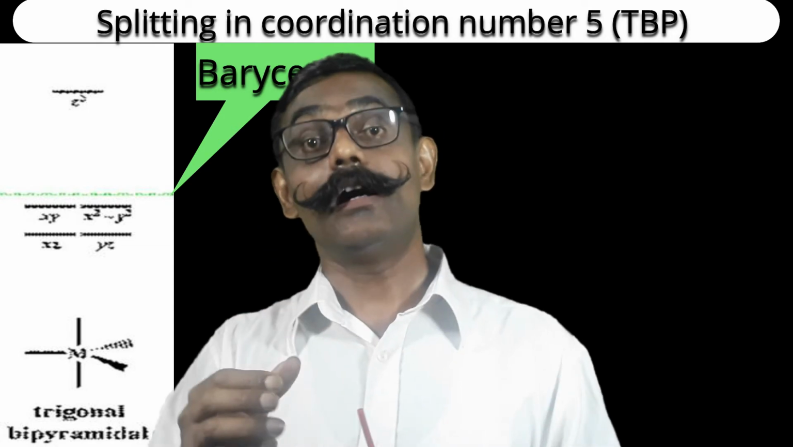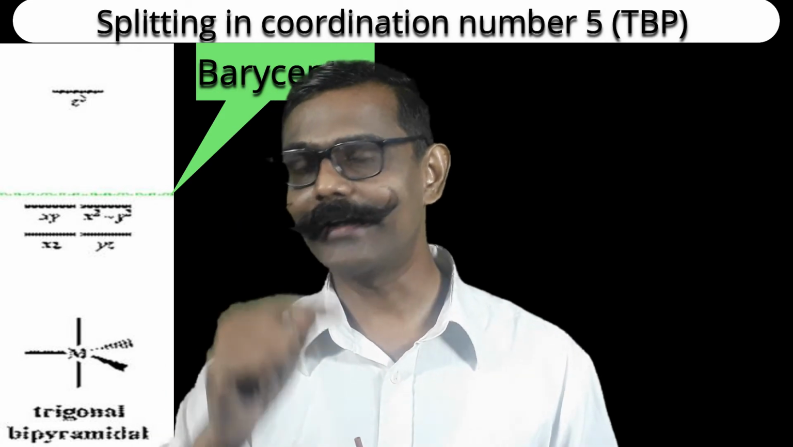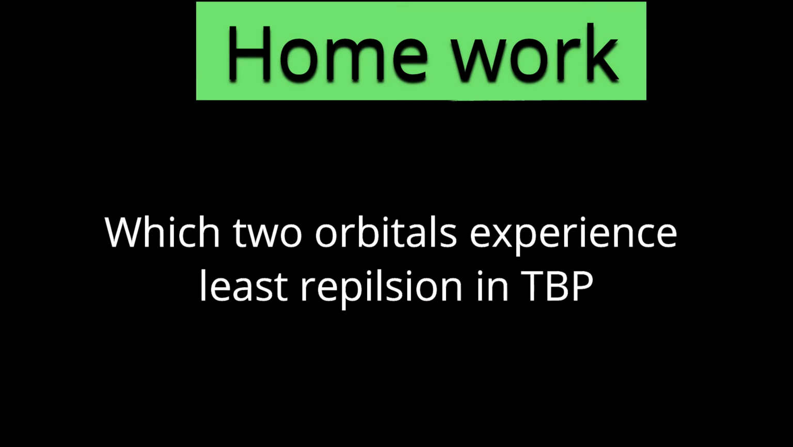Let us see another kind of arrangement for coordination number 5, that is the square pyramidal arrangement, in the next part. As a homework question for you: out of the 5 d orbitals, which 2 orbitals experience least repulsion in the TBP arrangement, trigonal bipyramidal arrangement?